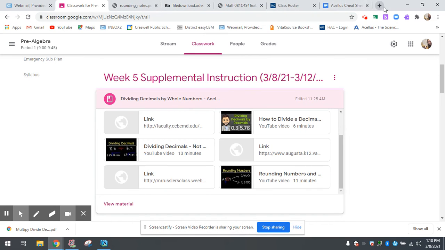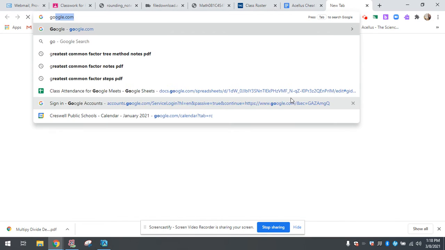Oh, I thought I had one pulled up. So to get a calculator, all you have to do is Google calculator.